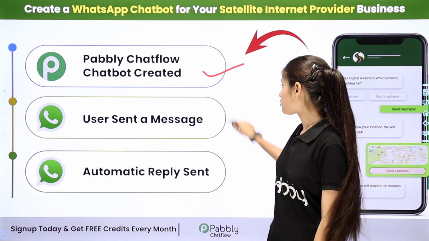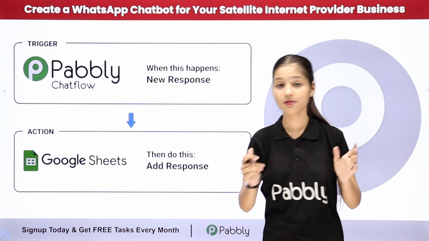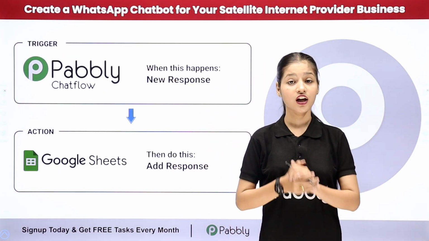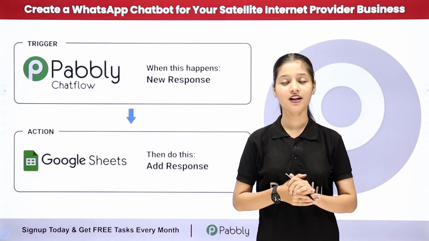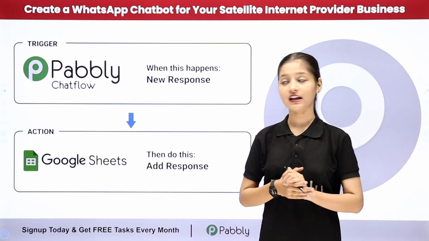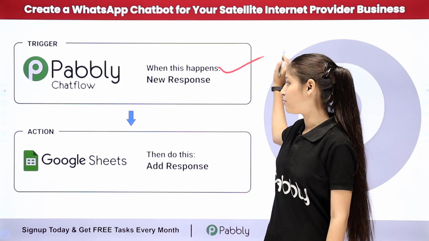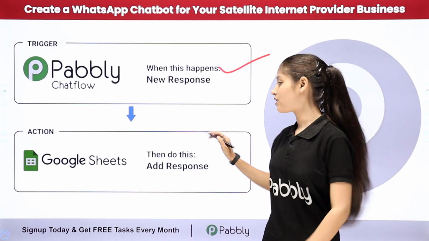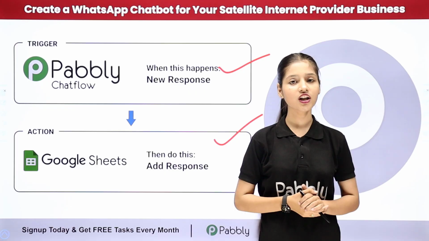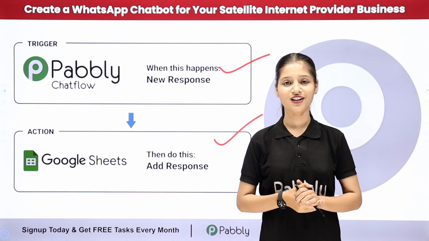In this video, I'll also teach you how you can store your customer data in your Google Sheet. It is only possible with the help of Pabbly Connect automation, where we can take the trigger application as Pabbly Chatflow and the action application as Google Sheet. To get more details about this, let me take you to my screen.